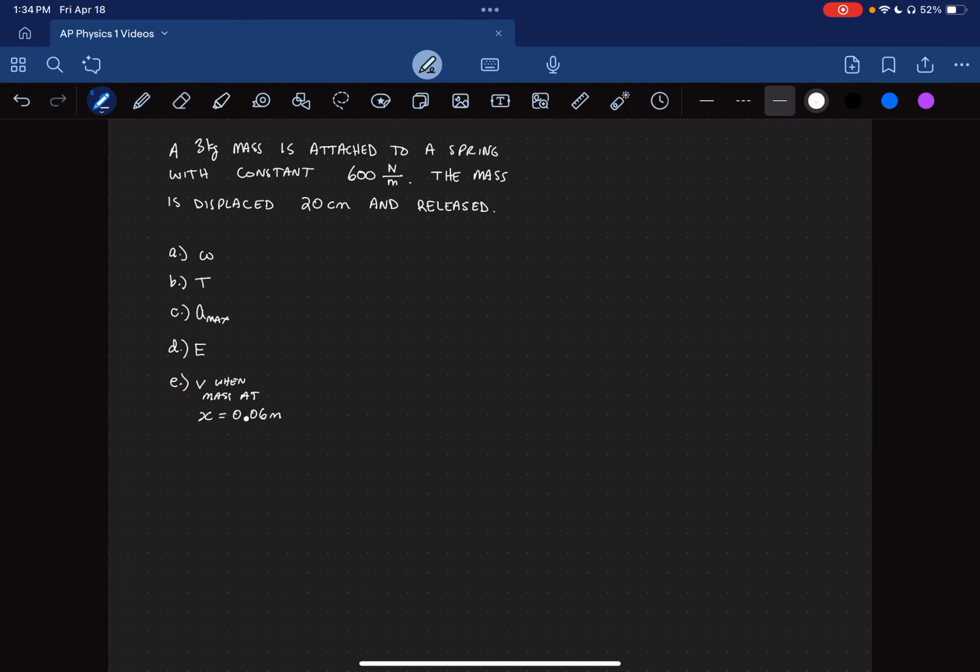Let's do an example. A 3 kilogram mass is attached to a spring with constant 600 newtons per meter. The mass is displaced 20 centimeters and then released. So question A is: what is omega?